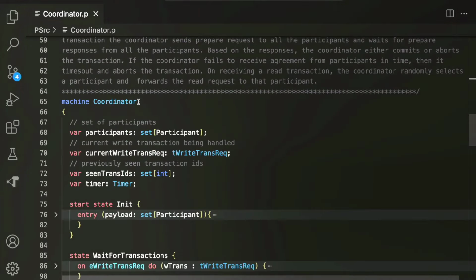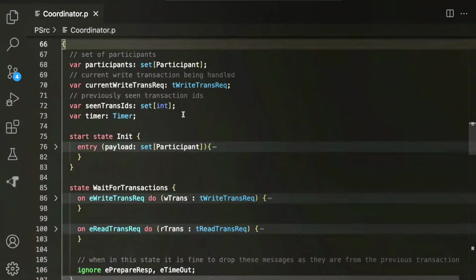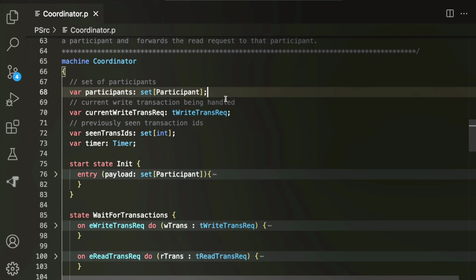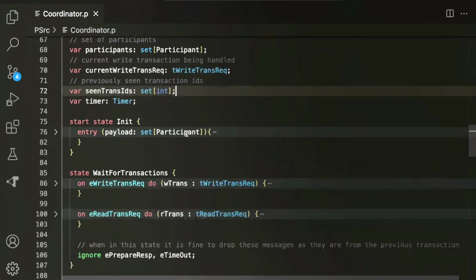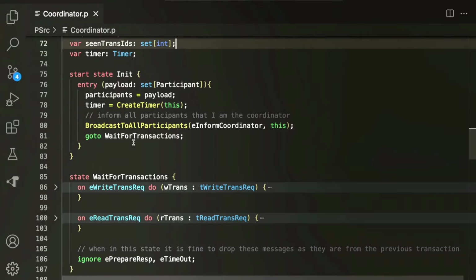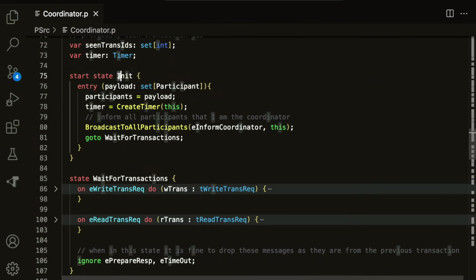Now let's look at a state machine, the coordinator state machine. Each state machine in P has a set of local variables. These are local to the state machine and used to store the state of the state machine. So in this particular case, for example, participants to store the set of participants, the current transaction that is being processed, the set of transactions that I have seen in the past, and so on. Okay? Each state machine has a start state, in this particular case, the init state, and an entry function that gets executed when you enter the state.